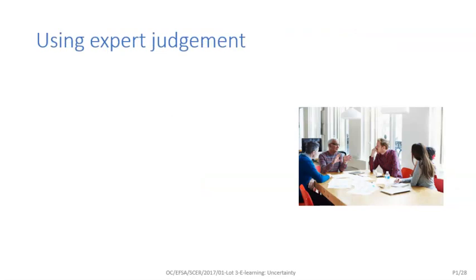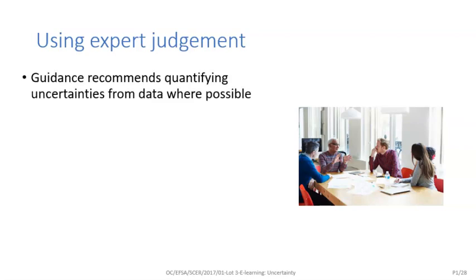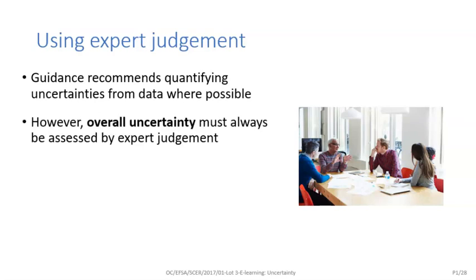In the swine fever example, the probability was assessed by expert judgment. Of course, it's good to estimate probabilities from data when suitable data are available. However, overall uncertainty must always be assessed by expert judgment, because there are always some uncertainties that cannot be quantified from data. Expressing overall uncertainty qualitatively does not avoid the expert judgment, it just makes it ambiguous.